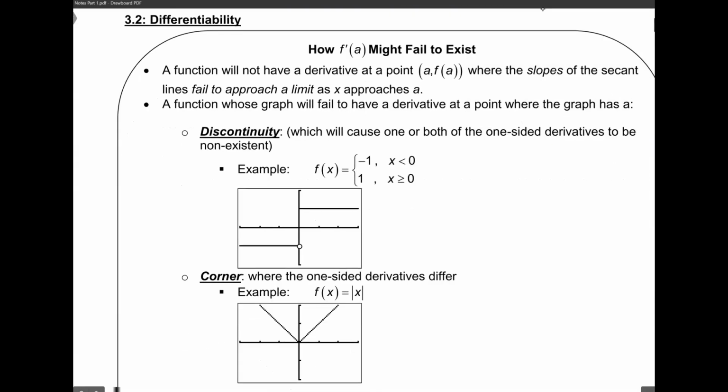All right, what is differentiability? A function doesn't have a derivative, meaning you can't find a single slope at that point, if the slopes of the secant lines fail to approach a limit as x approaches a. Meaning, as I approach it from one side and from the other, I should be approaching the same slope. Not necessarily the same number for the function, but the same slope.